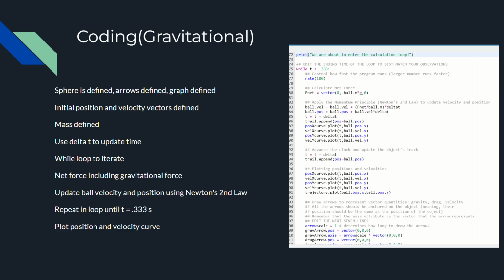First, I defined the sphere, arrows, graph, and the initial position and velocity vectors based on my original experiment video. Next, I defined the mass and used delta t to update time in each while loop. Next, in the while loop, I first defined net force to include the gravitational force, and then updated ball velocity and position using Newton's second law. I repeated this loop until time was equal to 0.333 seconds, or whenever the original experiment video ended. And finally, I plotted the position and velocity curve.